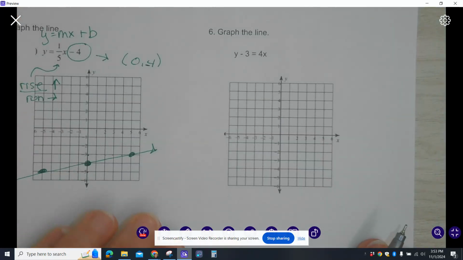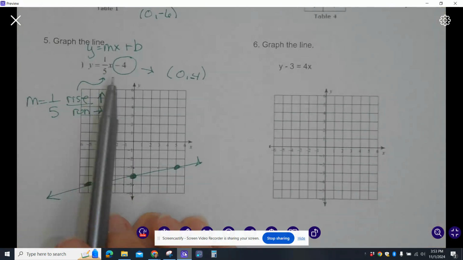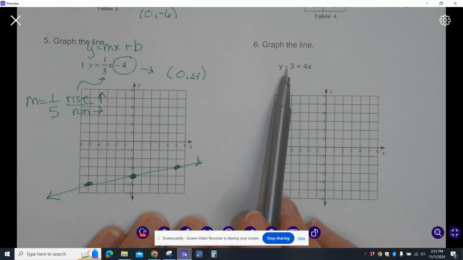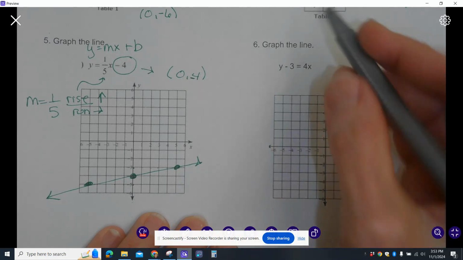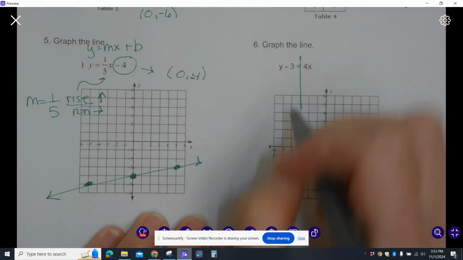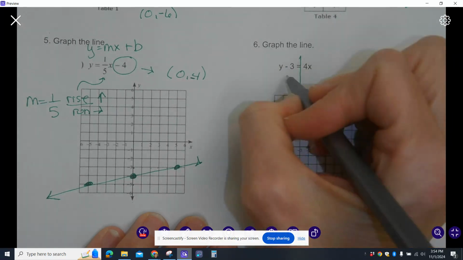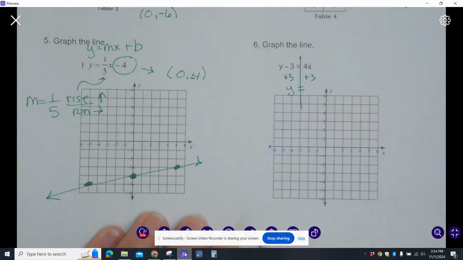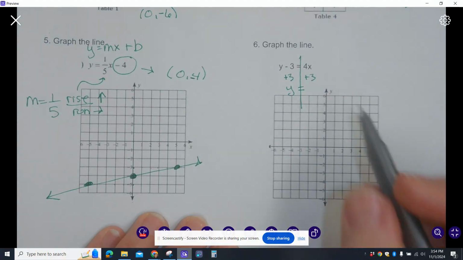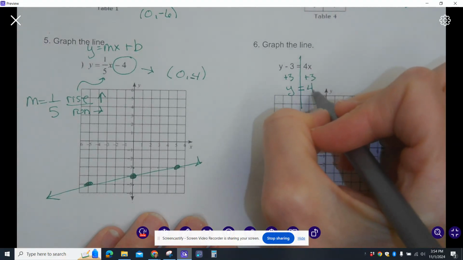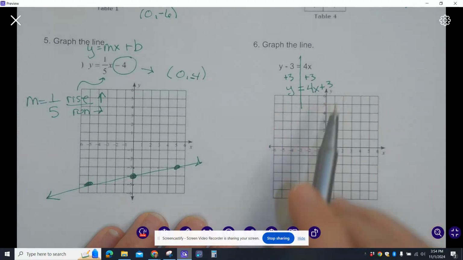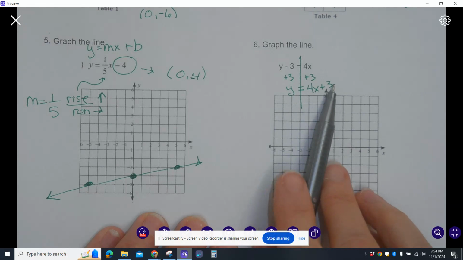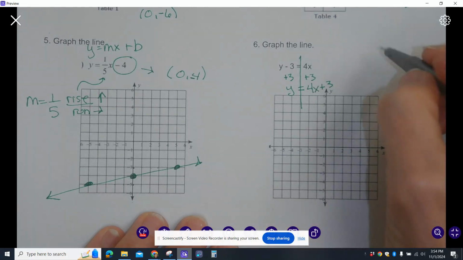Okay, when I look at this one, y is not by itself. Notice the difference. Y equals. Here I have y minus 3. So I want y by itself. So I'm going to just add that 3 to both sides. It actually is pretty easy to get the y by itself in this one. I'm going to put this 4x first because I want it to be mx. I want that to be my slope, and I want my y-intercept to be hanging off the end.